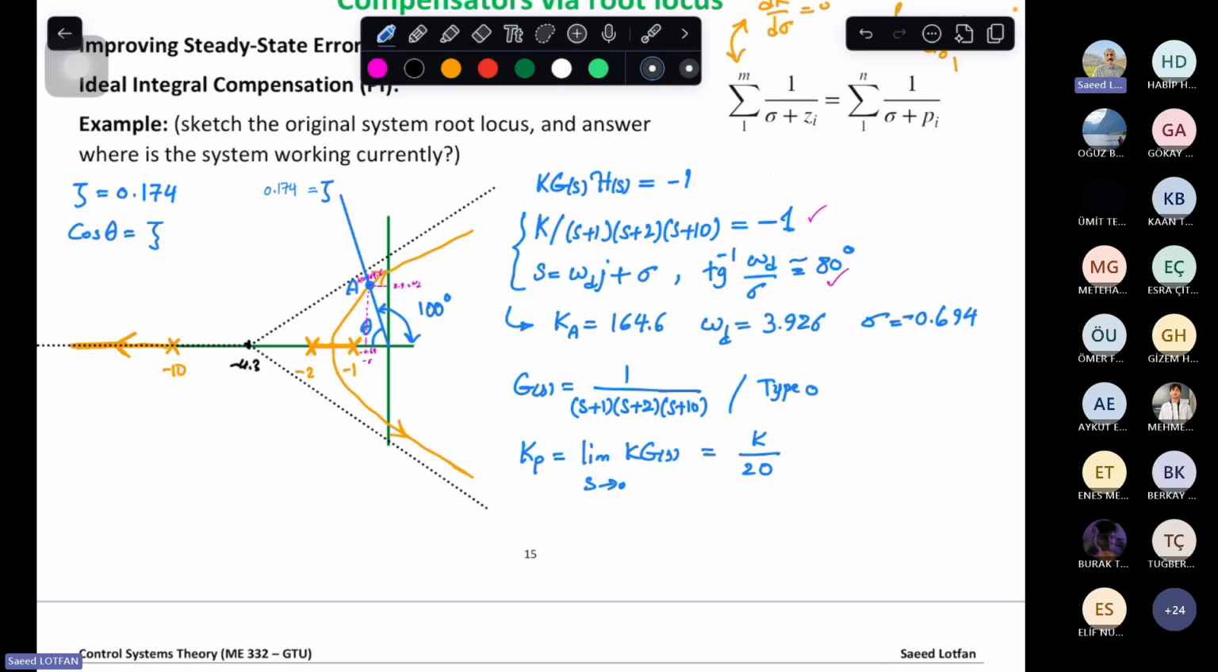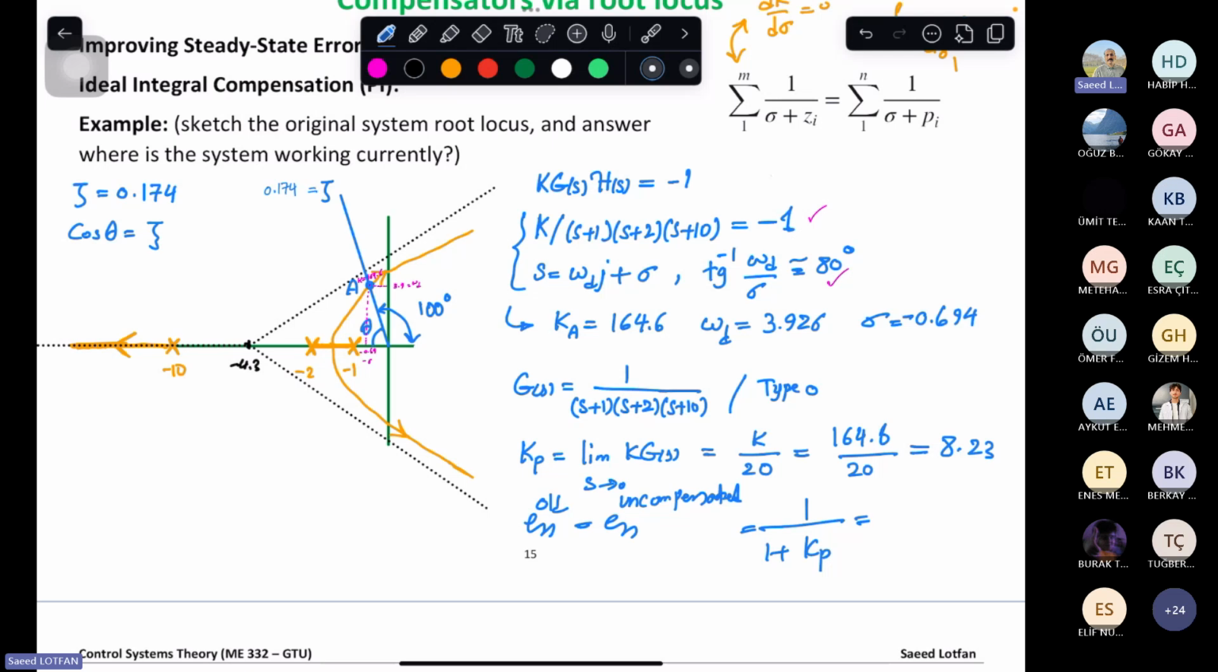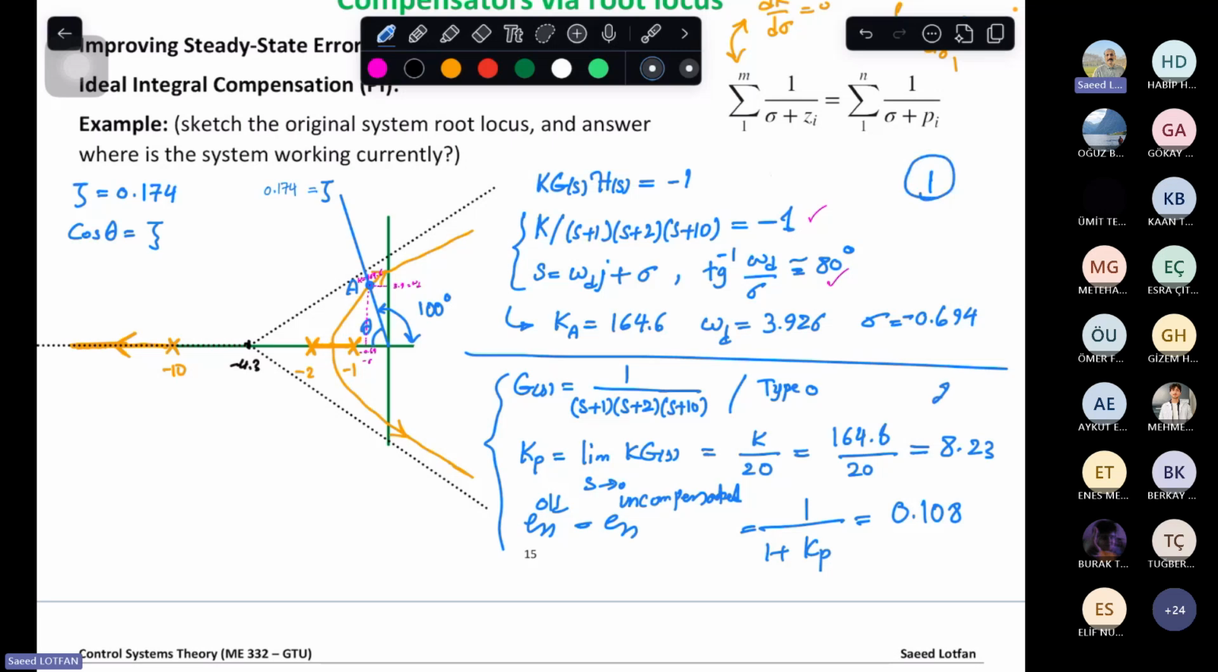And what is K? K is 164.6 over 20. This means it is equal to 8.23. So the steady state error of the uncompensated system is equal to 1 over 1 plus Kp, which is 0.108. Okay.